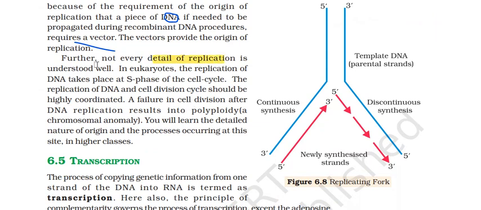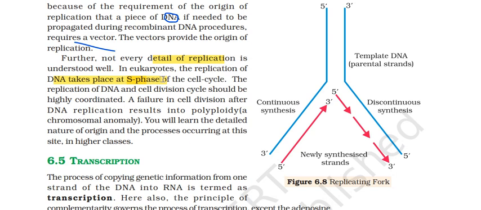In eukaryotes, the replication of DNA takes place at S phase of the cell cycle. Very important. S phase of the cell cycle में synthesis phase में DNA replication starts. The replication of DNA in cell division cycle should be highly coordinated. Cell division और DNA replication बहुत proper timing पे होना चाहिए. अगर cell division नहीं हुआ, that's what it's trying to say.